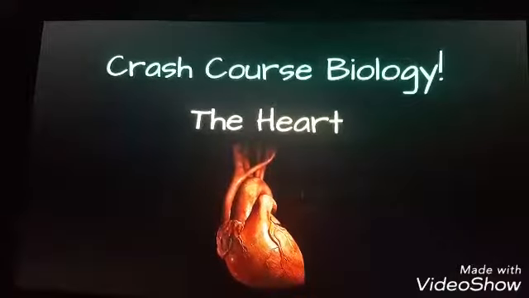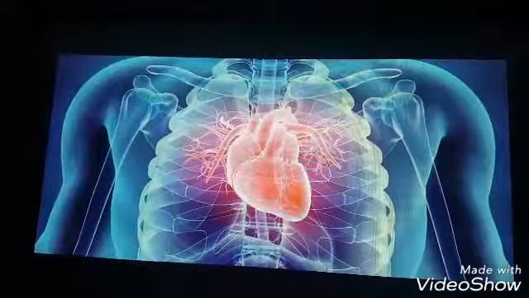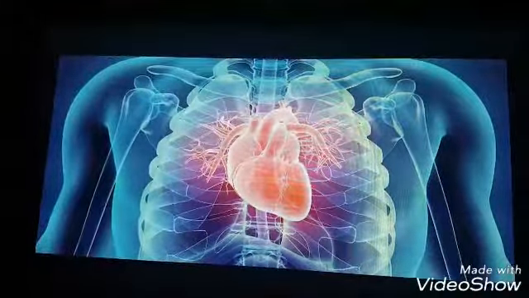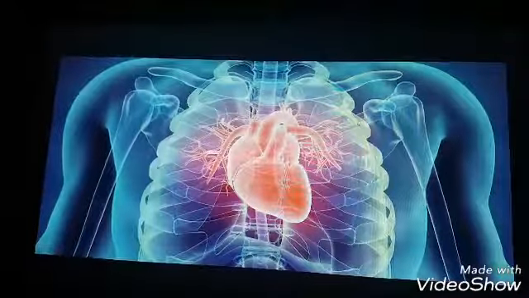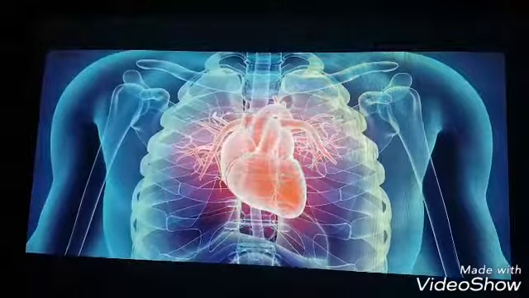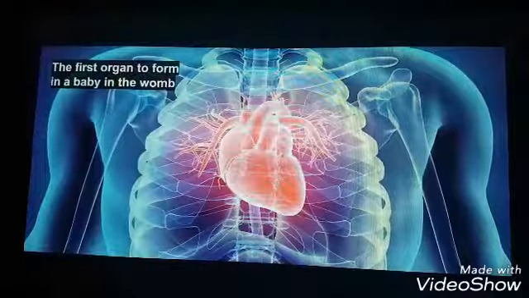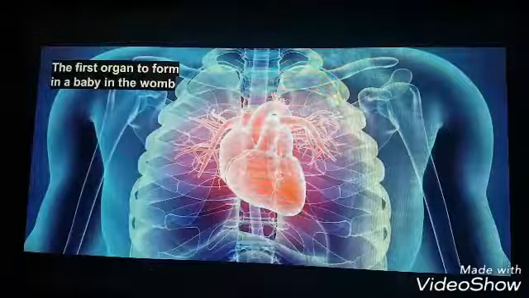On this week's episode, we are learning about the heart. So the heart is a muscle located in between your lungs, somewhere in the center of your chest. It is a muscle which is responsible for pumping blood throughout your body, and it is one of the most important organs in your body. Fun fact, the heart is the first organ to form in a baby developing in the womb.